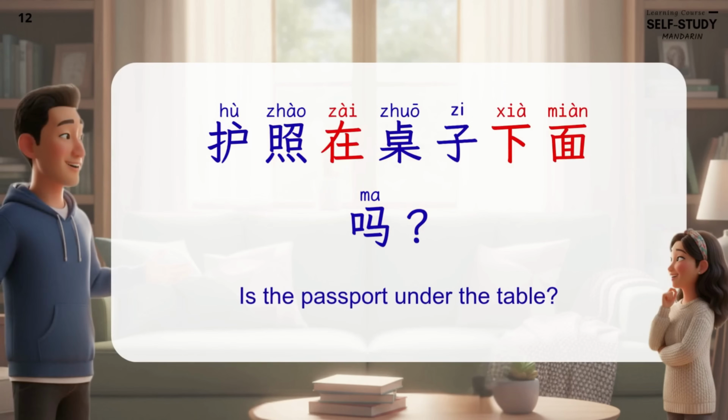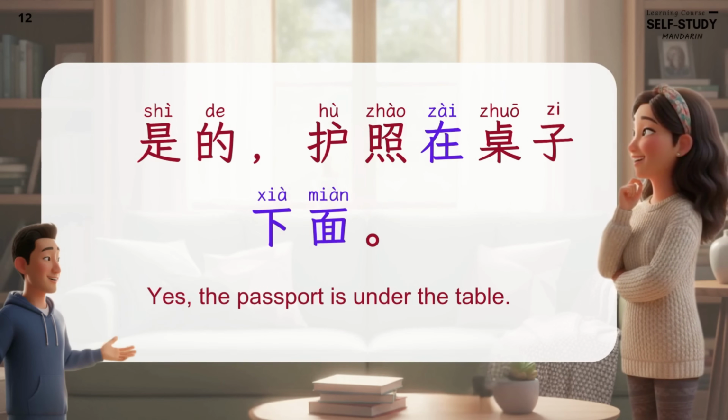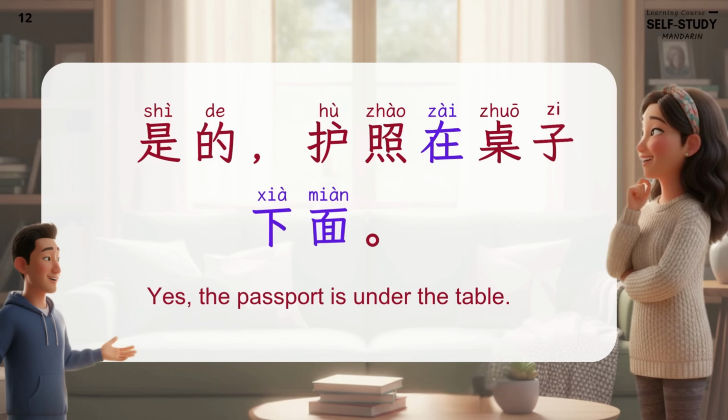护照在桌子下面吗？Is the passport under the table? 是的，护照在桌子下面。Yes, the passport is under the table.